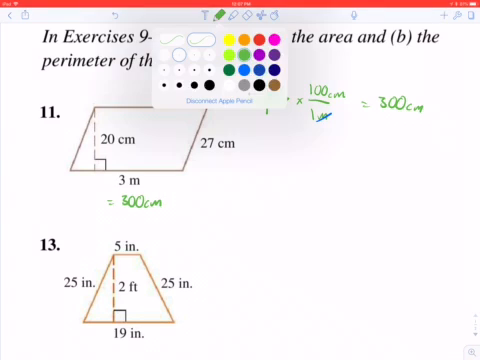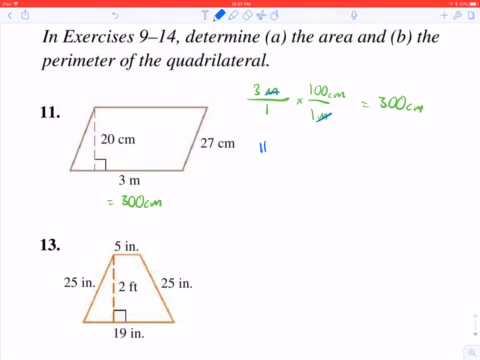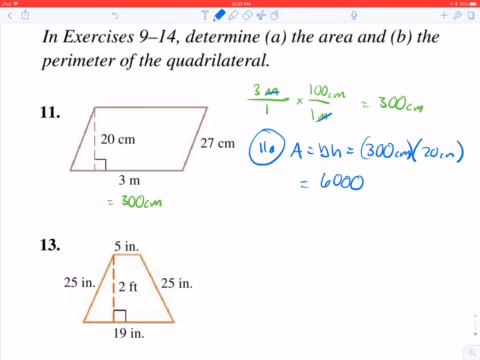Now let's find part A. So we'll say 11A. The area is going to be the base times the height, which is 300 centimeters times 20 centimeters. And that's going to give us 6 with 3 zeros, 6,000 centimeters squared. I think this is the correct result there.